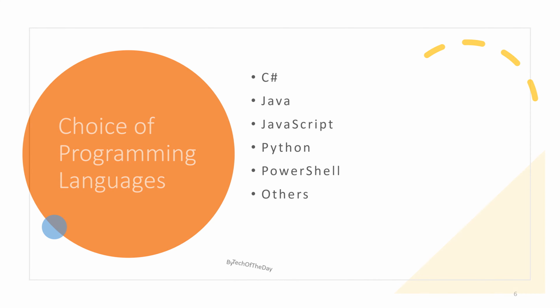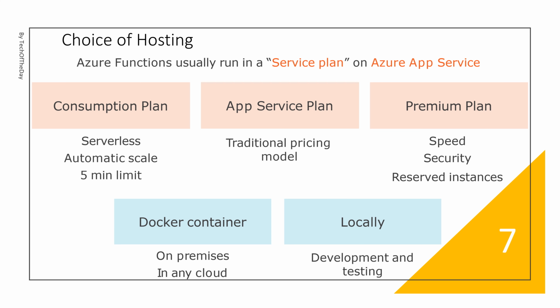And then second, you have a choice of hosting environment. Azure Functions are usually hosted in a service plan or Azure App Service. So there is a consumption plan, which is a serverless pricing plan, which bills you only while your functions are running and automatically scales out to meet your demand. This is the most commonly used service plan for hosting Azure Functions. One limitation it does have is that there is a time limit of 5 minutes for each function invocation.